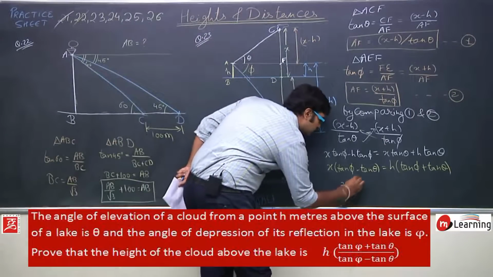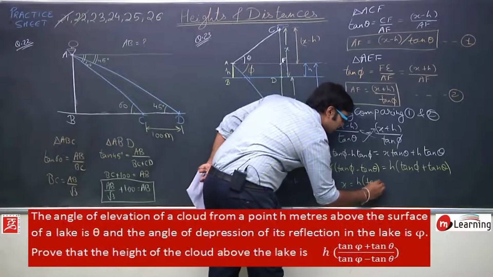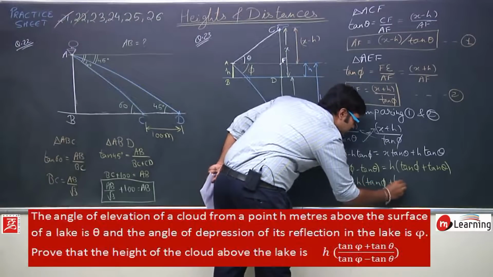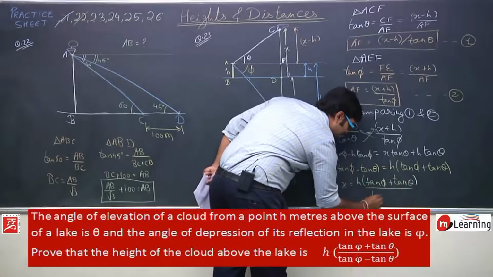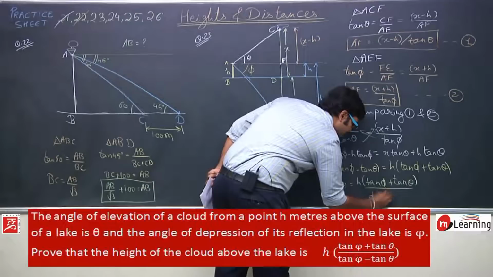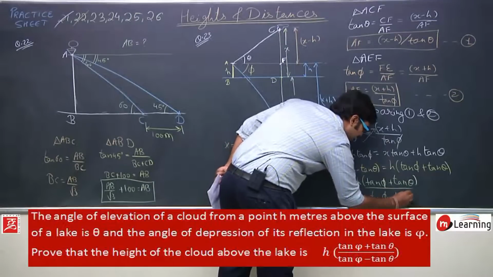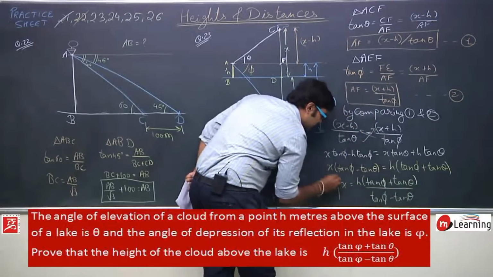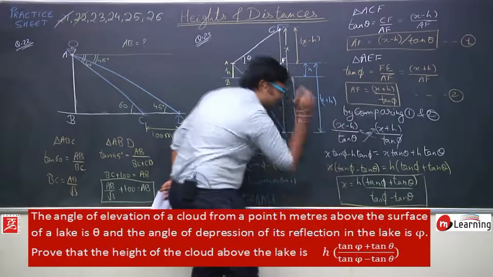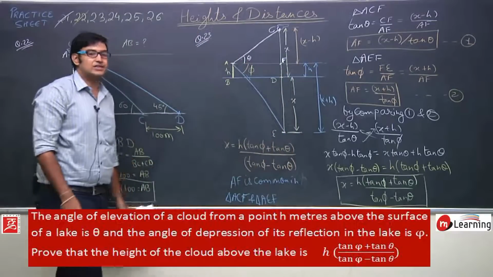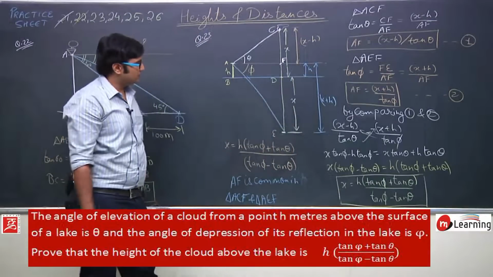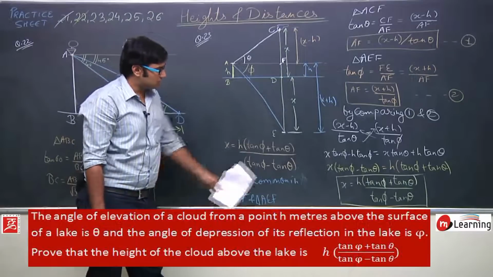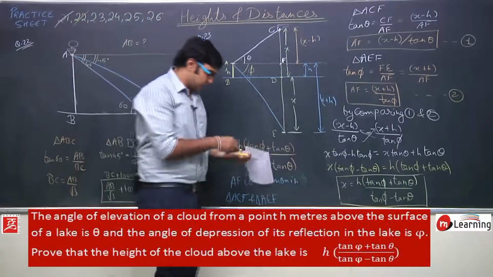So from this I will get X is equal to H times (tan phi plus tan theta) divided by (tan phi minus tan theta). This is the value of X. X is the height of this cloud from the lake, which is what we need to prove. So hence proved.